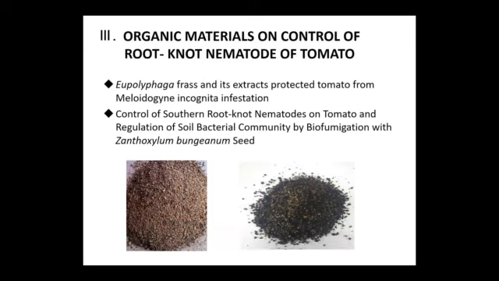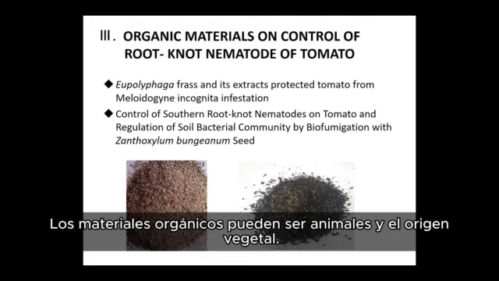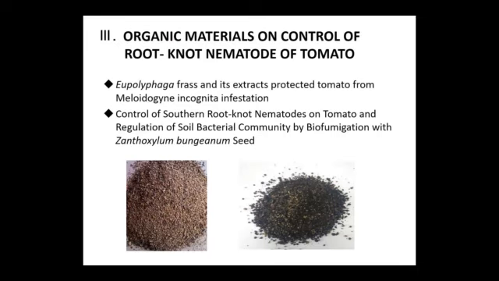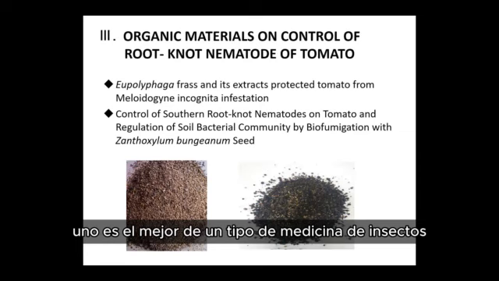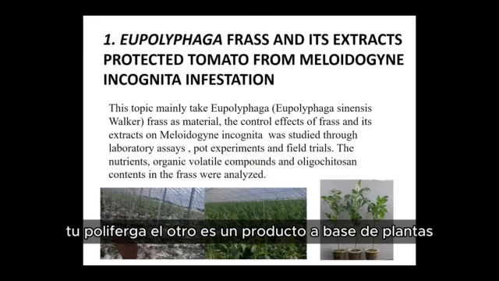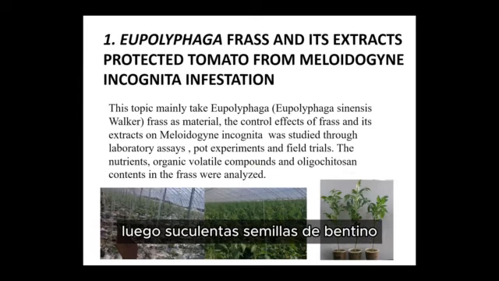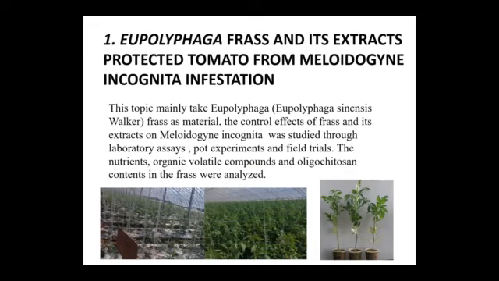Now, I will introduce two kinds of amendments. One is based on a kind of medicinal insect, Euphorbia. The other is a plant-based product, Semen Xanthii, Benjamin seeds. One, Euphorbia breath and its extracts protected tomato from Meloidogyne incognita infestation.